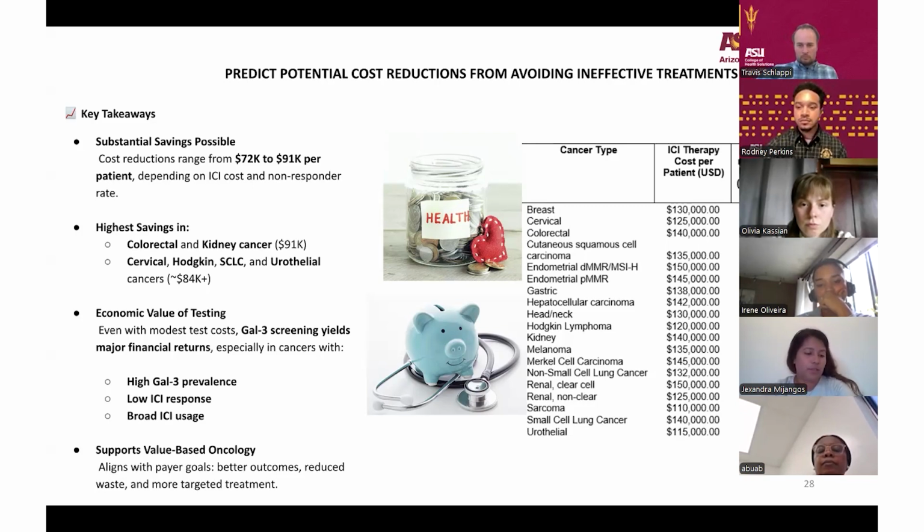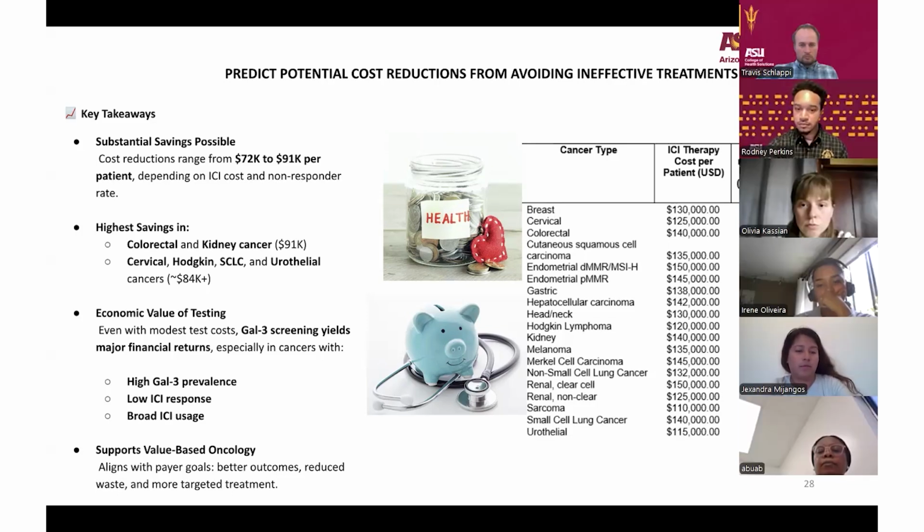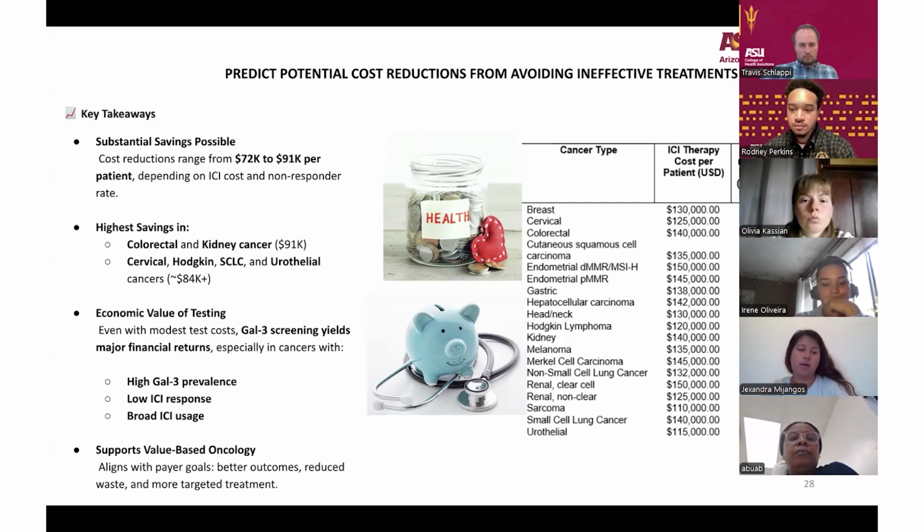Also, it has an economic value, which can be seen in high galectin-3 prevalence, the low ICI response, and the broad ICI usage. And this table shows the higher savings, as I said right now. Here, the economic case for galectin-3 testing shows that biomarker-guided, pretreatment screening maximizes the value of expensive therapies. It also strengthens the support for routine clinical implementation of galectin-3 diagnostics and aligns with payer interest. So we have more value-based oncology care. We have better outcomes, reduced waste, and more targeted treatment.